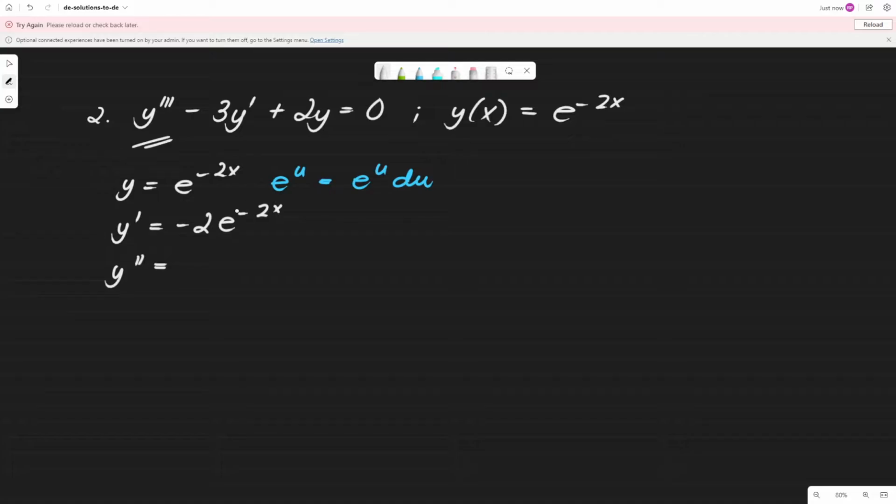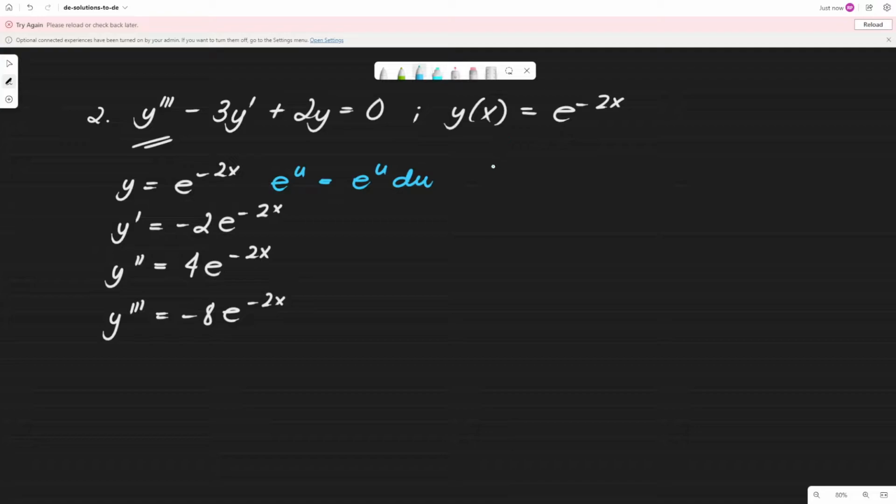So we have, again, our exponent is negative 2x still, no? Negative 2x pa rin. So we have negative 2 times negative 2 is positive 4, e raised to negative 2x. And last, we have our y triple prime is equal to negative 8 e raised to negative 2x. Then, let us substitute.